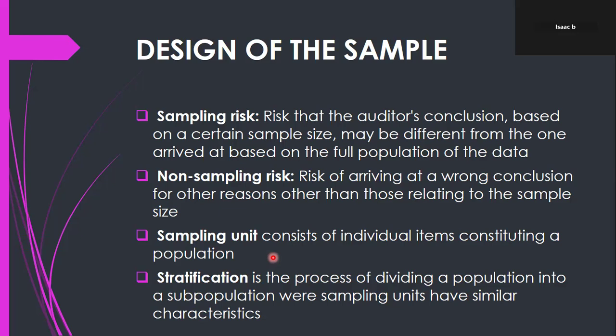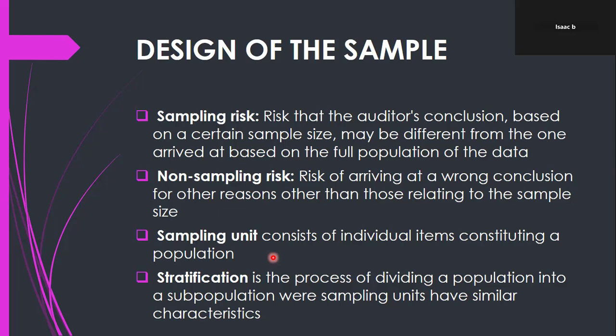The non-sampling risk is the risk of arriving at a wrong conclusion for reasons other than those relating to the sample size. So you arrive at a wrong decision without taking into consideration the sample size. So maybe your selection of the sample size is okay, you've done everything right, but you still arrive at the wrong decision due to one reason or another, which is far away from the selection of the sample.